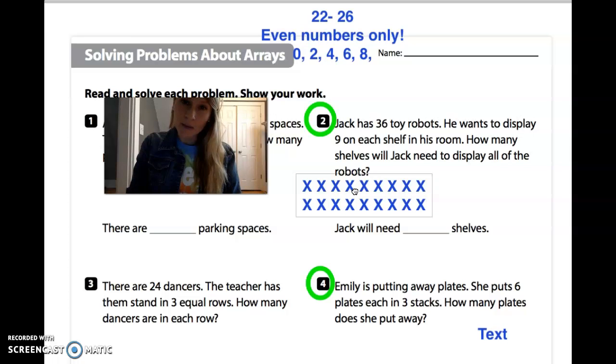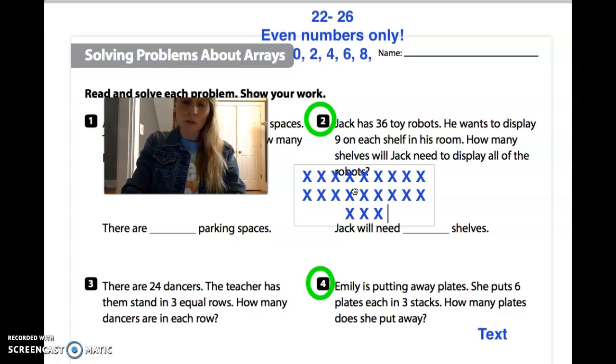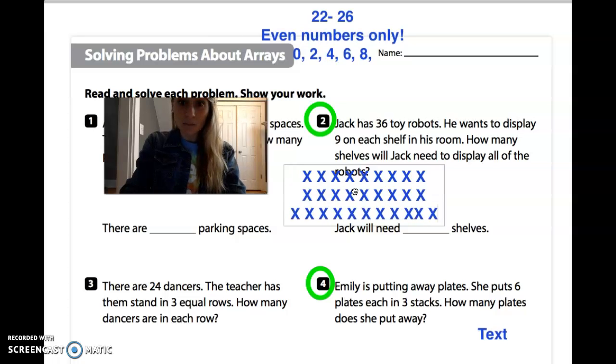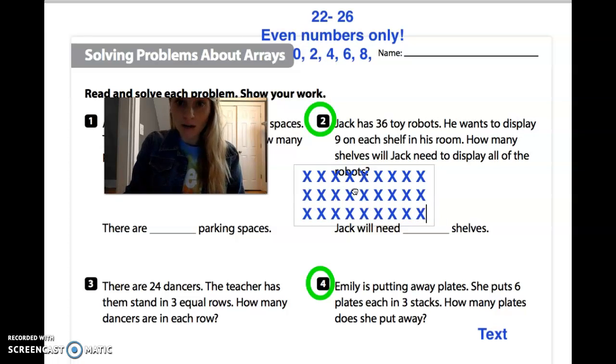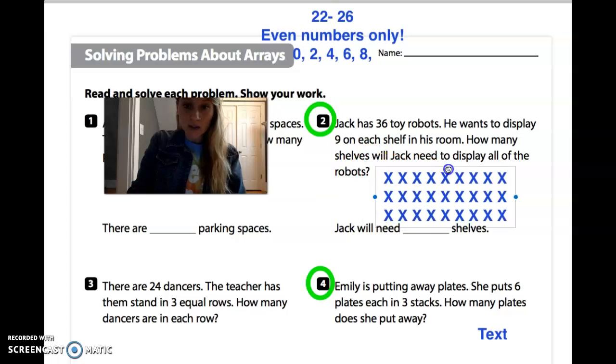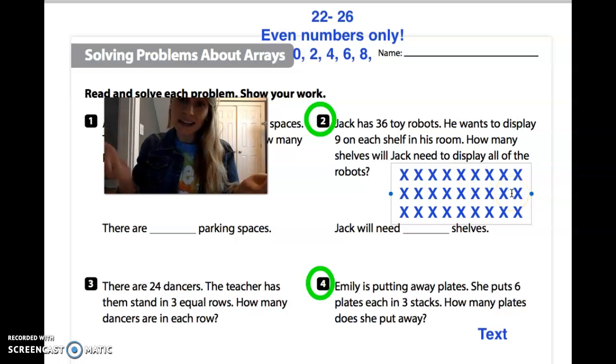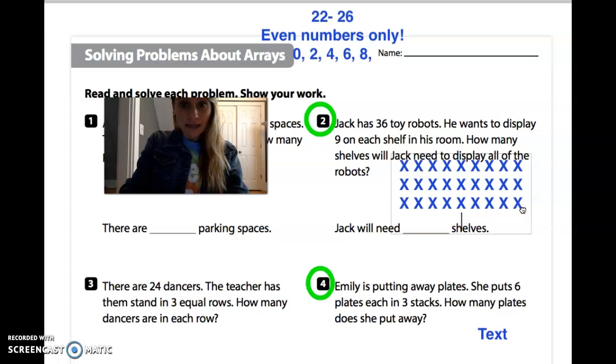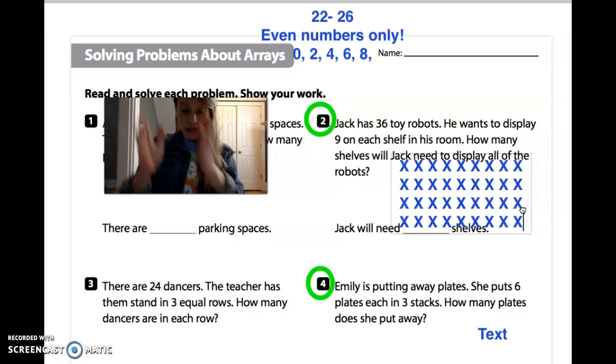How many robots is that? Well, 9 plus 9 is 18. I gotta make another shelf. 18, 19, 20, and so on up to 27. I almost went too far. 27, because I have to make sure my arrays stay nice and neat. I'll scooch it over here with more room. Am I done yet? Nope, I'm still not done because I'm only at 27. So I got to go again. 28, 29, up to 35, 36. Look how it's perfectly even.